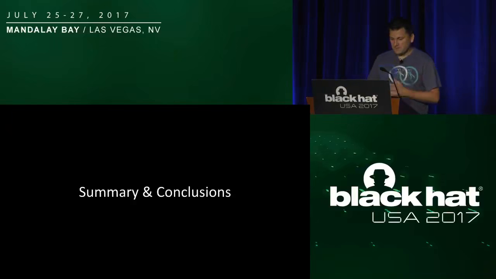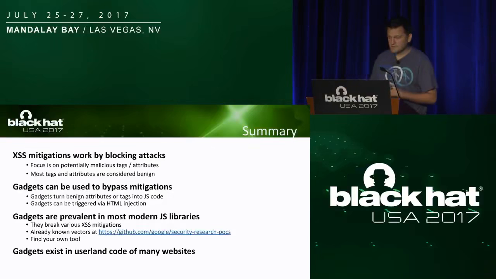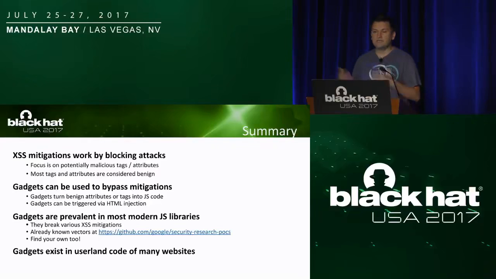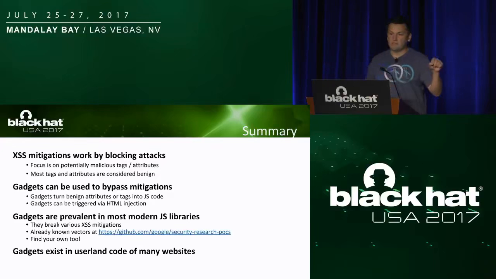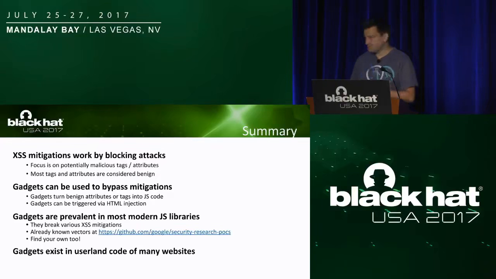Okay, let's come to the summary and conclusion. So in this presentation, we showed you how XSS mitigations work. They work by blocking attacks and not preventing XSS vulnerabilities. And they mainly do so by distinguishing benign HTML code from malicious or potentially malicious HTML code, and then block the malicious ones and allow the benign ones.